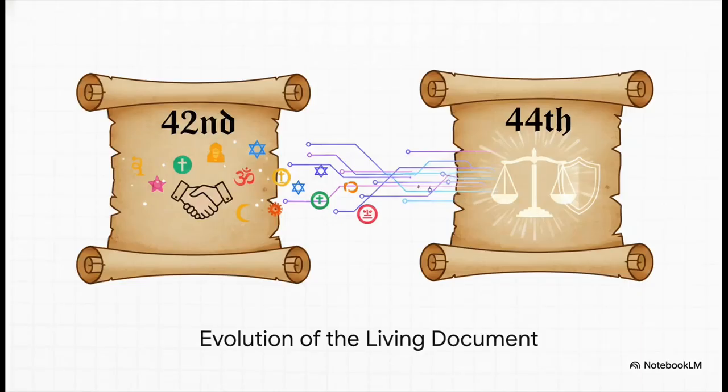We can actually see this renovation process in action through some key historical amendments. The famous 42nd Amendment added the words socialist and secular to the preamble and introduced those fundamental duties we discussed earlier. Then, shortly after, the 44th Amendment was passed specifically to safeguard citizens' rights and restore the balance of power. These major historical updates prove that the text actively reflects changing societal values over time.